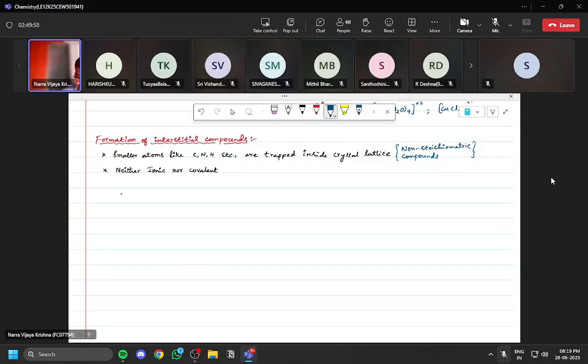Examples: carbon trapped in titanium, TiC, Mn4N, Fe3H, VH0.56, TiH1.7, etc. Properties. So what are the properties of interstitial compounds? 4 properties.